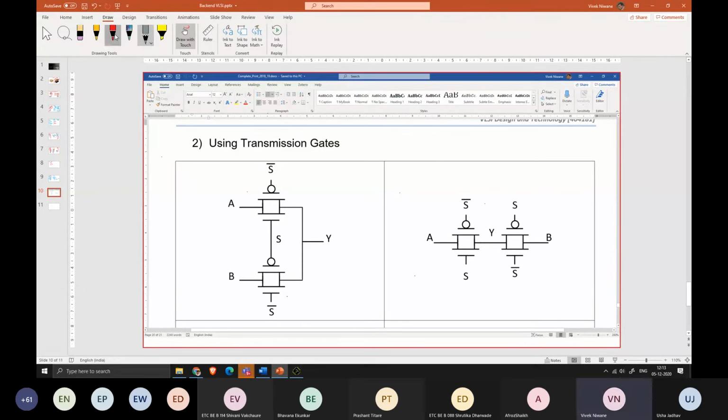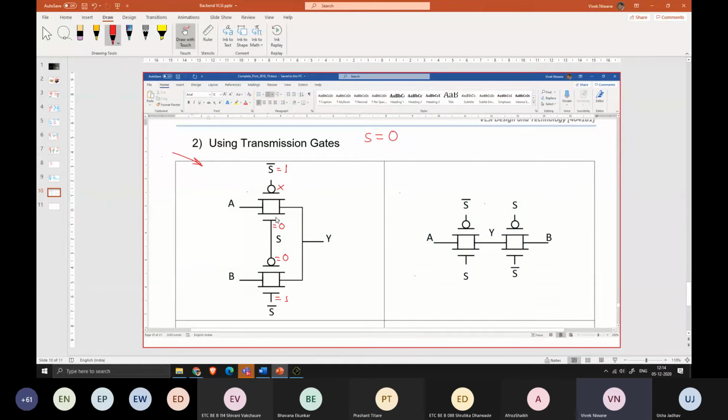So what I want is that this schematic should act like a 2:1 multiplexer with inputs A and B. If we apply S is equal to 0, meaning here 1 came, here 0 came, here 0 came, and here 1 came. Now 1 is connected to the gate terminal of the PMOS, which means this PMOS is off.